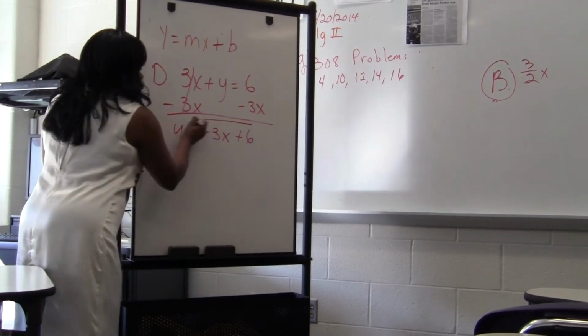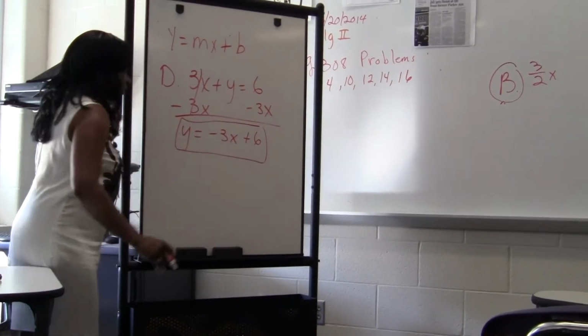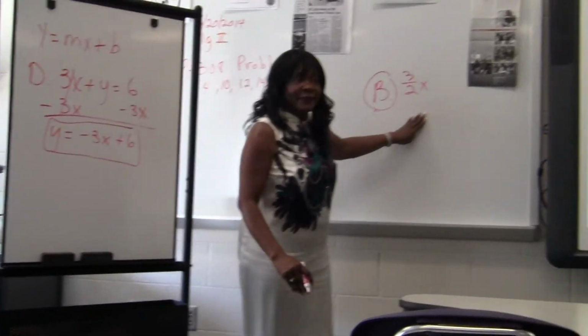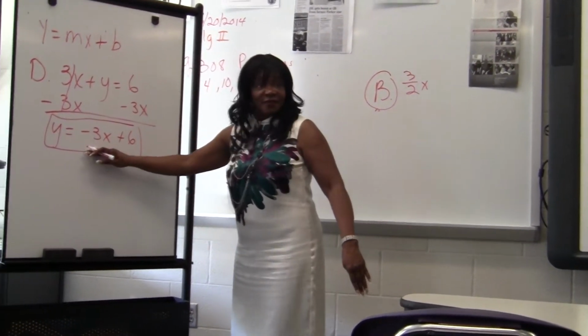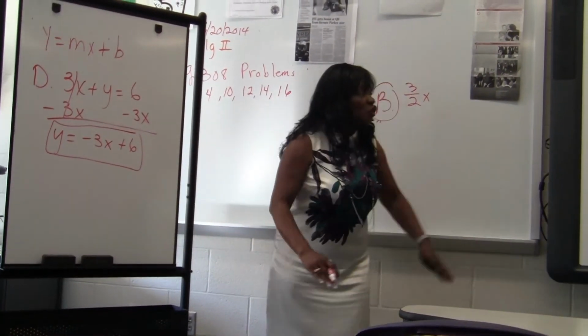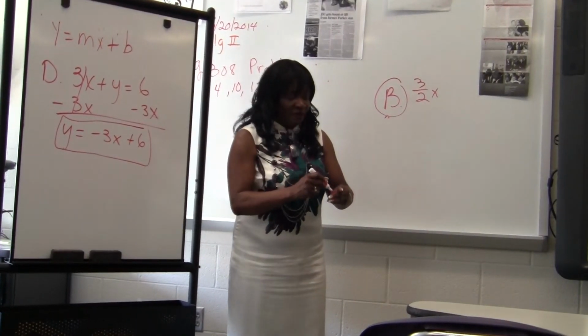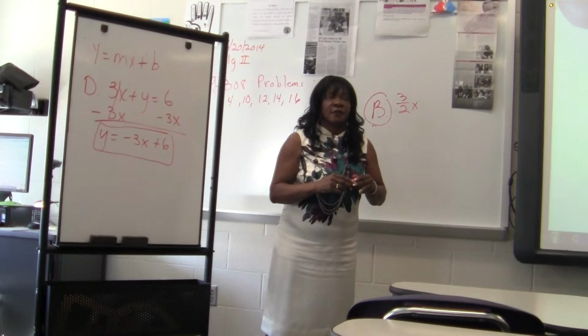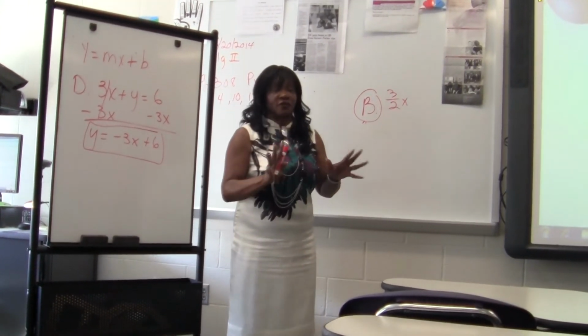Now, that's a negative. So is this negative 3x larger than this 3 over 2x? No, because it's a negative. So therefore, my only choice would be what? B. Very good. Any questions? Okay, you did the bell ringer wonderfully.